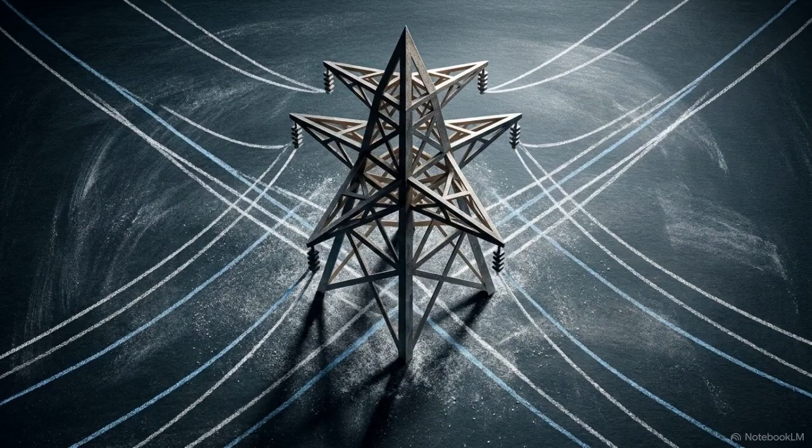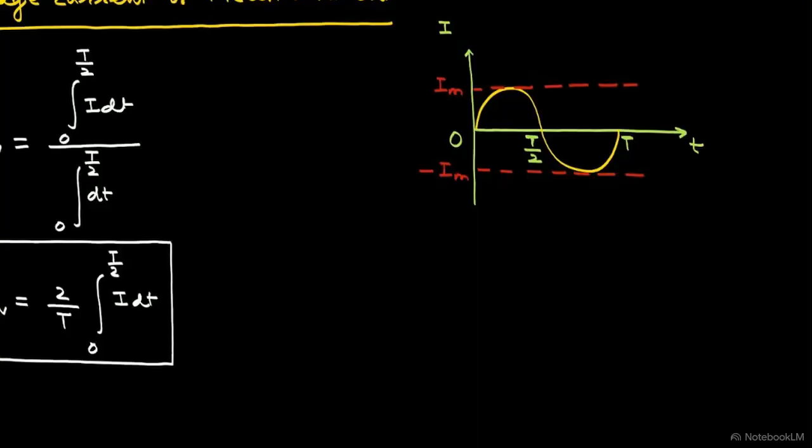Understanding how alternating current behaves in our power grids requires us to redefine how we calculate an average within a continuous system. This graph establishes our visual baseline. We have a standard sine wave plotted on a current versus time axis, with the peak current labeled I sub m and the full period of one cycle denoted by capital T.